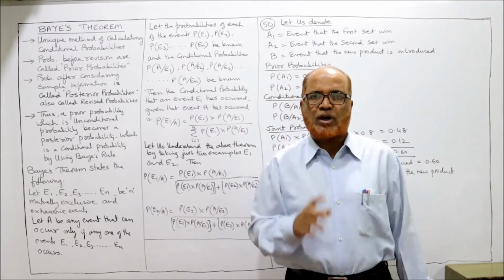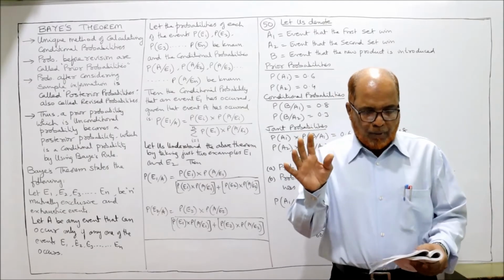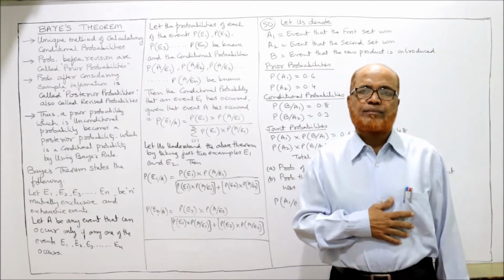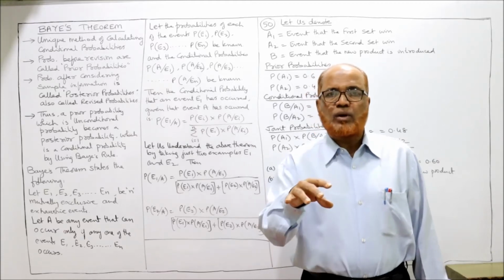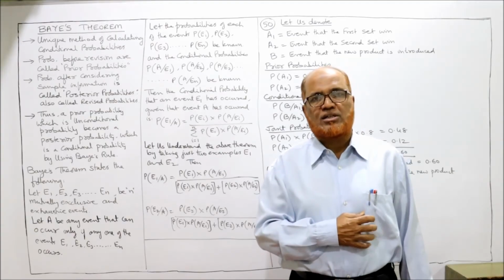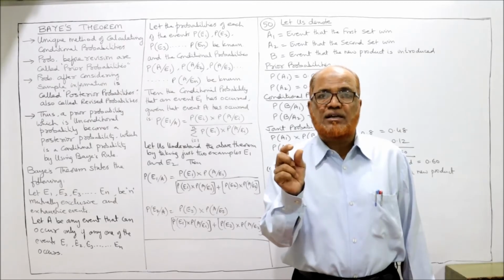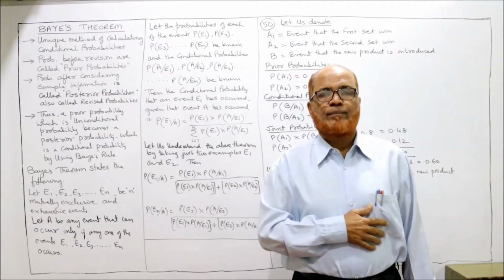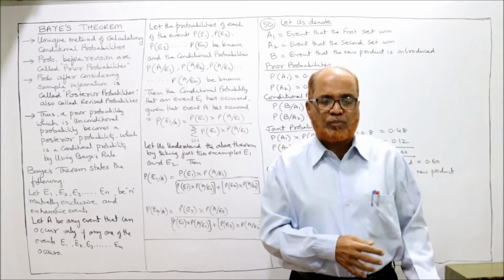So 0.6 plus 0.4 is equal to 1. Now, if the first set wins, the probability of introducing a new product is 0.8. Now, additional information: if the first set wins, then the probability of the new product being introduced will be 0.8. नया प्रोडक्ट कंपनी में लॉन्च करेंगे, इसकी प्रोबेबिलिटी 0.8 है. कब है 0.8? If the first set wins. Only if the first set wins, the probability of the new product being launched is 0.8.